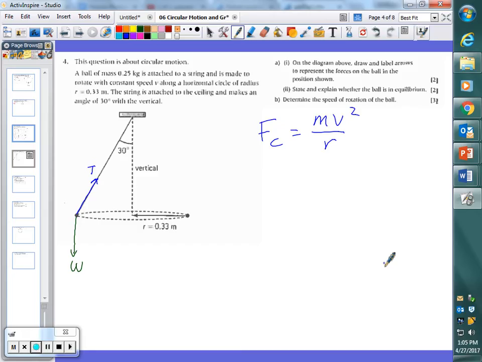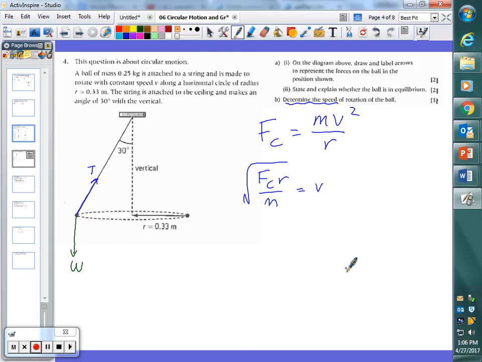So we have to calculate speed. This one says determine the speed. Okay, never mind. I just rearranged that equation to get v by itself. We can find centripetal force with the formula, right? We have an r and we have an m, but we don't have a centripetal force here. So we can calculate it.